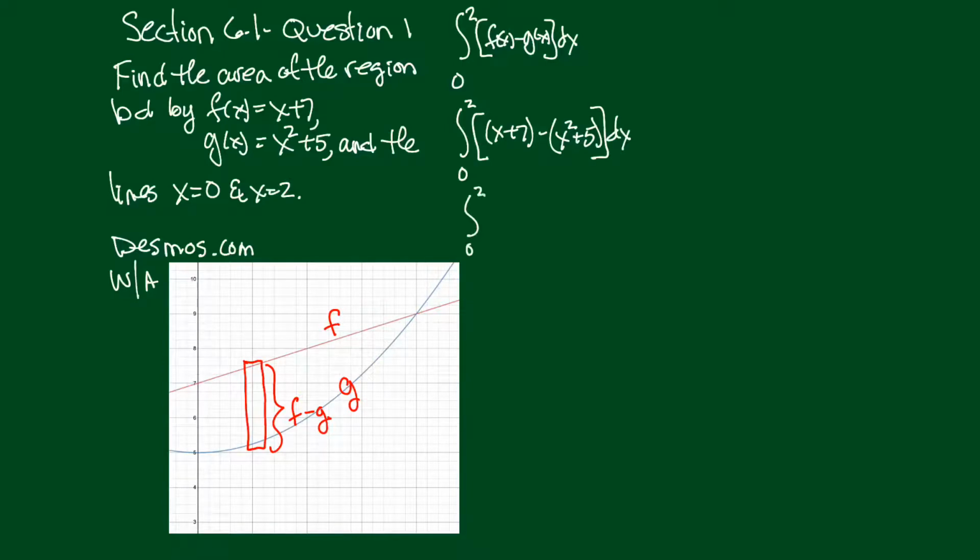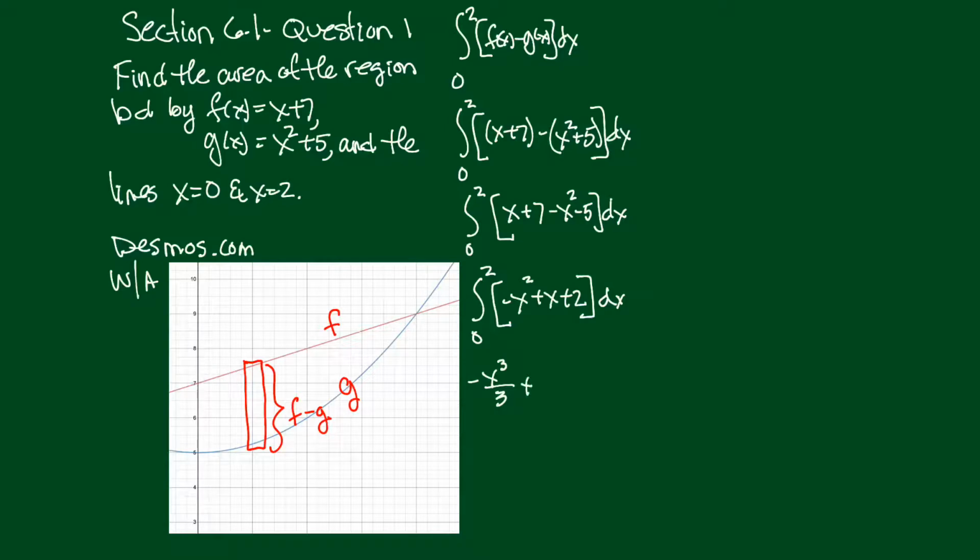This will be the integral from 0 to 2 of, take those parentheses off, x plus 7 minus x squared minus 5 dx. What do we have here? From 0 to 2 of negative x squared plus x plus 2, right? 7 minus 5. Let's integrate. We'll get negative x cubed over 3 plus x squared over 2 plus 2x, and we're going from 0 to 2. Let's put in these limits.